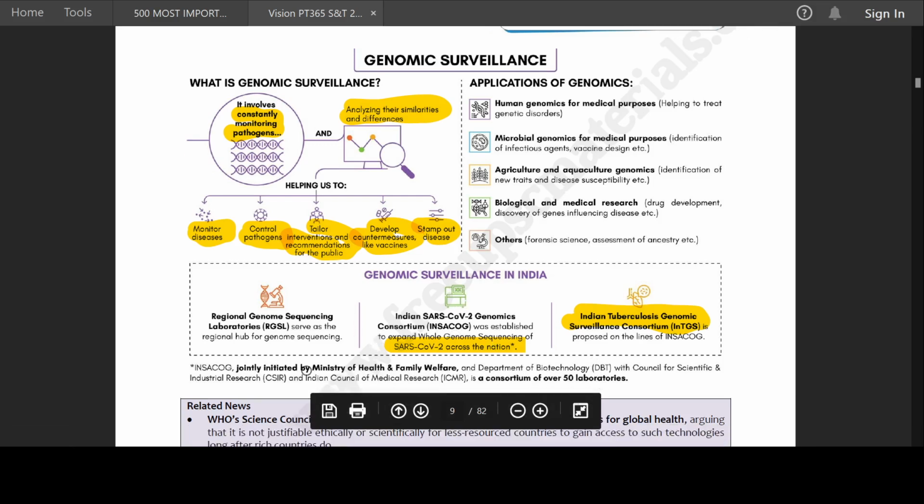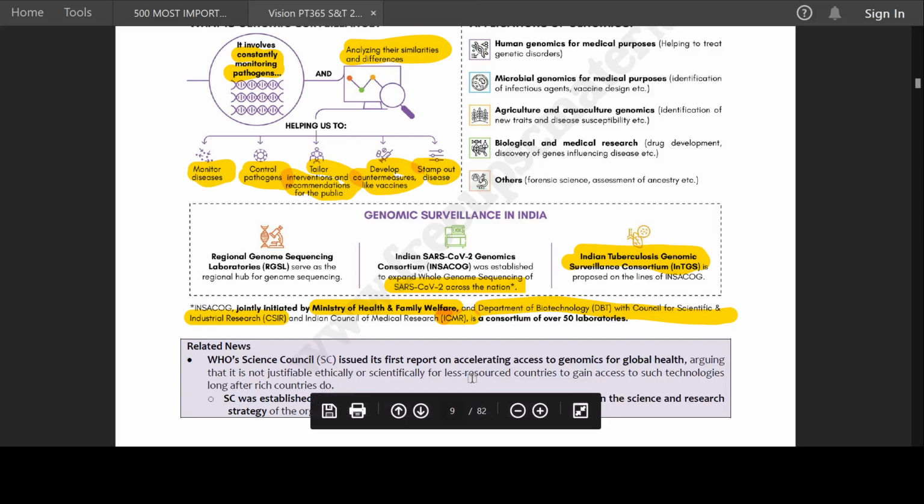INSACOG was jointly initiated by the Ministry of Health and Family Welfare, the Department of Biotechnology, the Council of Scientific and Industrial Research, and the Indian Council of Medical Research. All these organizations jointly initiated INSACOG, a consortium of over 50 laboratories.